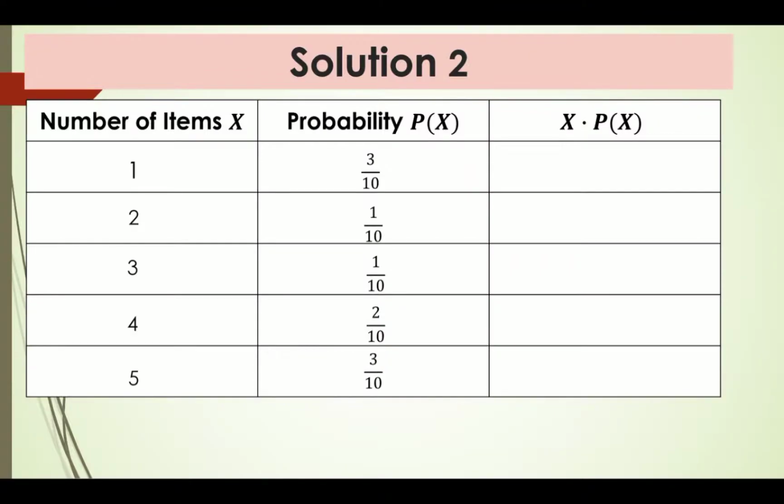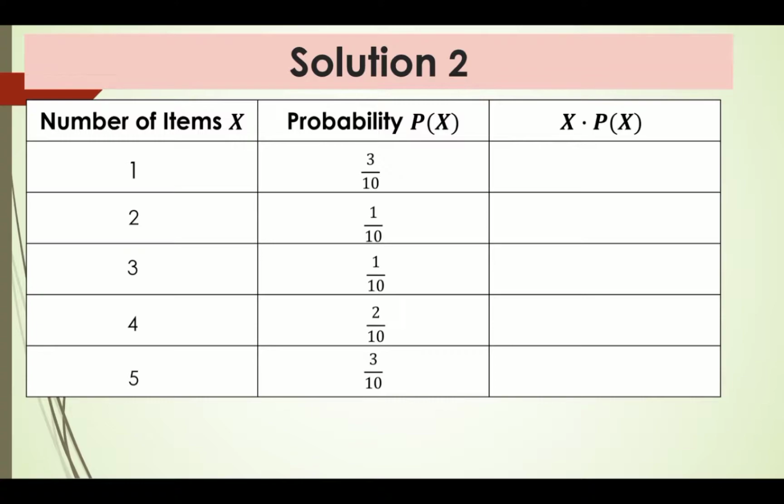Again, the first and second columns are already given in the example, so we will now proceed to the third column. To get the answer in the third column, we just need to multiply the first and second columns. This is already indicated in the equation above, by multiplying x to p of x.